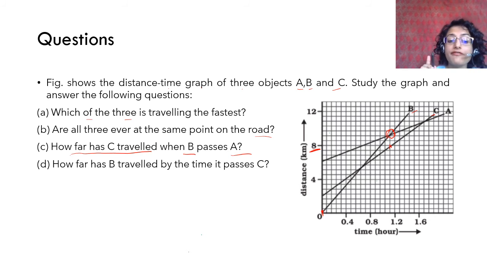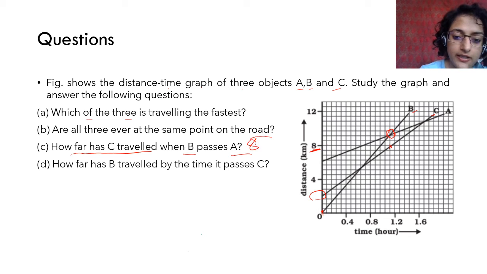Okay. How far has C traveled? Not how much has C traveled, because C has started from this point. If you had been asked how much has C traveled, then you would have said this is 8 minus, ये approximately 2 समझ लो इसको, approximately 2 kilometer. So you would have said that it is 6 kilometers, right? But they have asked how far has he traveled, at what kilometer mark is he or she, then C comes to 8. So C has traveled 8 kilometer.